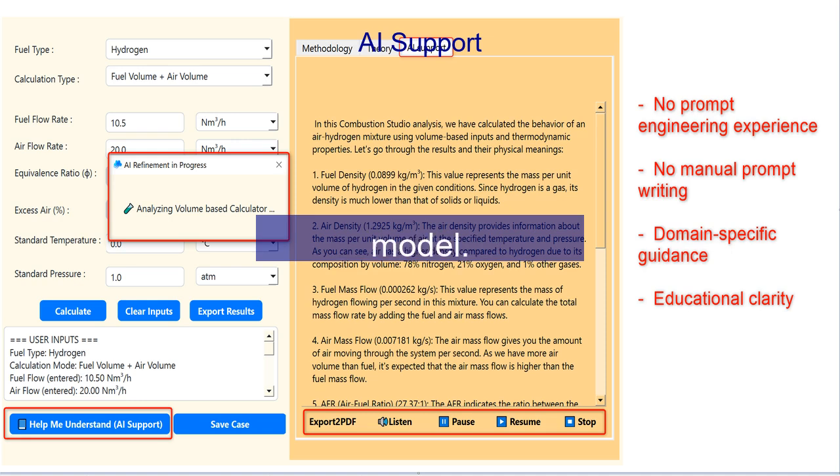Why this is powerful for users without prompt knowledge: no manual prompt writing. Users just run the case and see results. The prompt builder automatically wraps this into a structured, educational request in a consistent format.